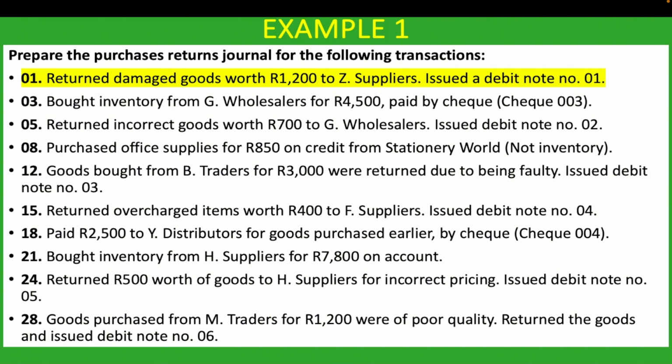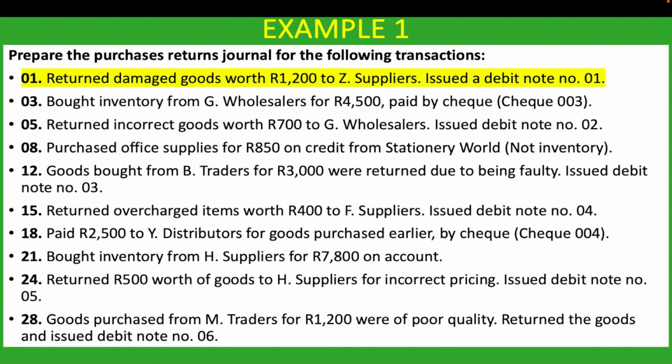Bought inventory from G Wholesalers for 4,500, paid by check 003. Now, I hope you attempted it, but I also hope that you didn't put this one here, because this is not a return to the suppliers. This is a purchase of inventory, or the buying of inventory from the supplier. Okay, so this does not go into the purchases returns journal.